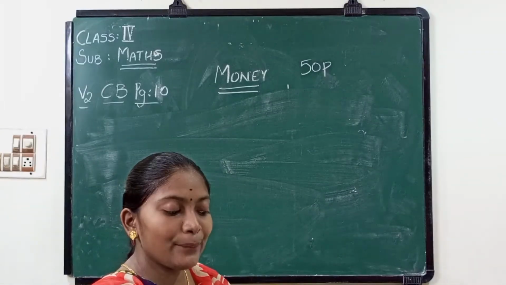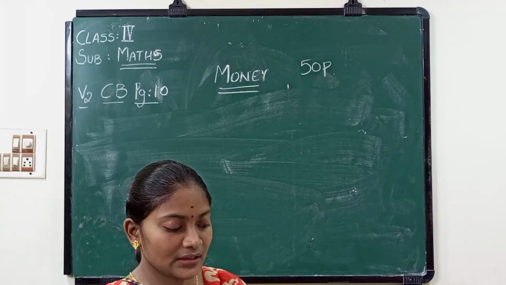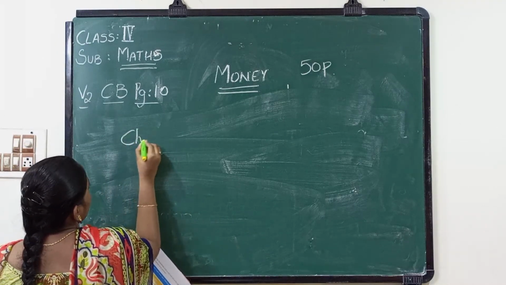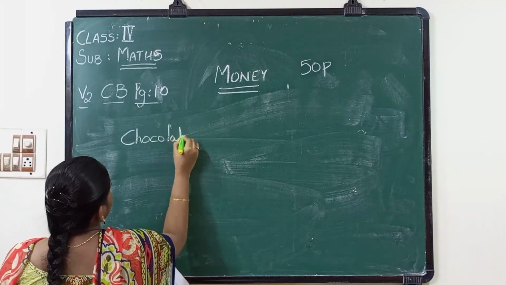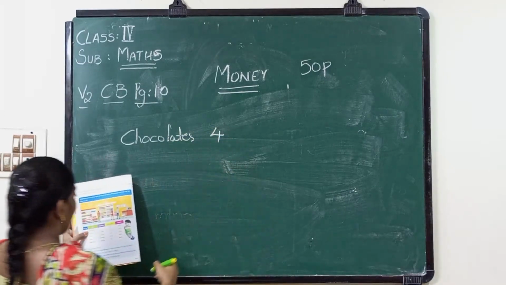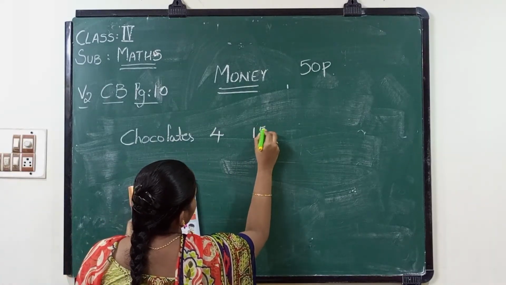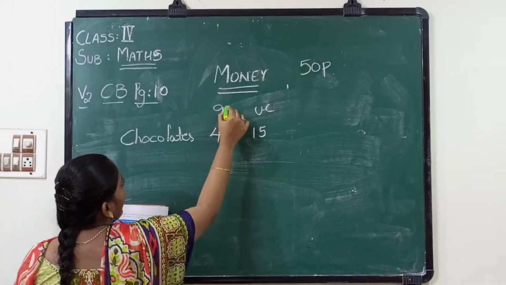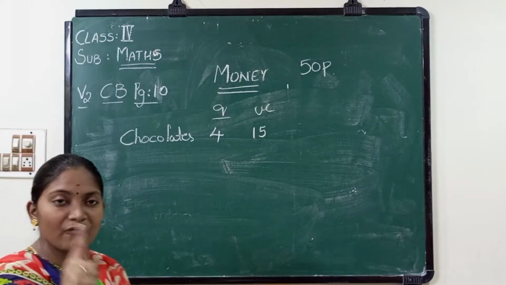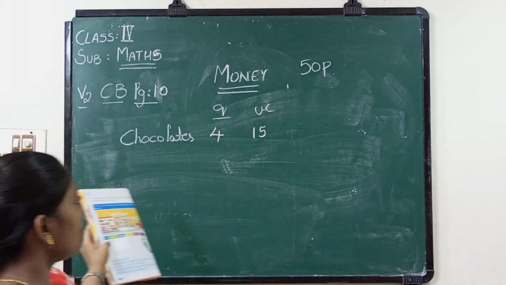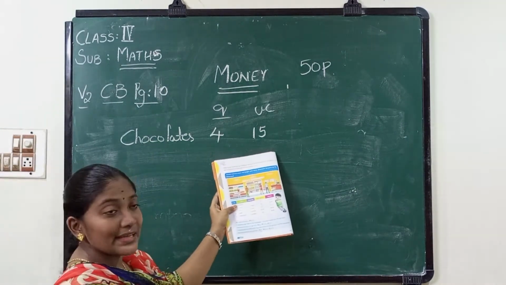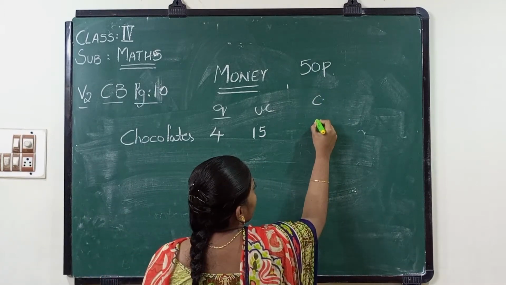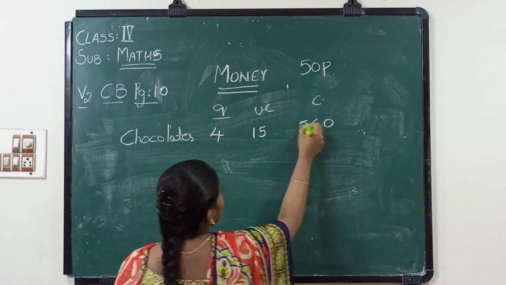Anusha went to a store and bought some items. The shopkeeper has given her the following bill. How many chocolates did she buy? 4 chocolates. One unit cost is 15 rupees. Unit cost means per one item it is 15 rupees. She bought 4 chocolates, so each chocolate is 15 rupees. So 15 fours are 60 rupees.